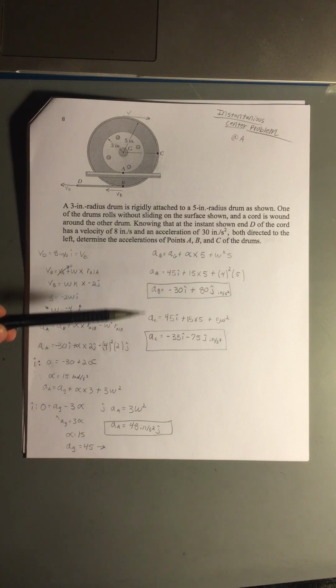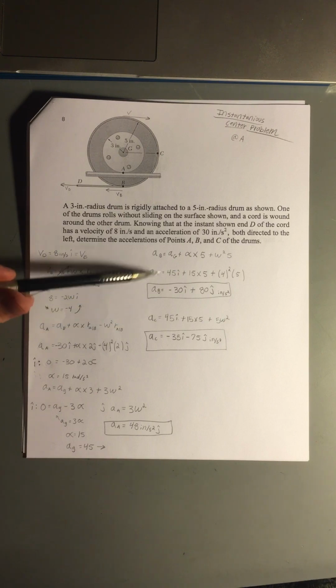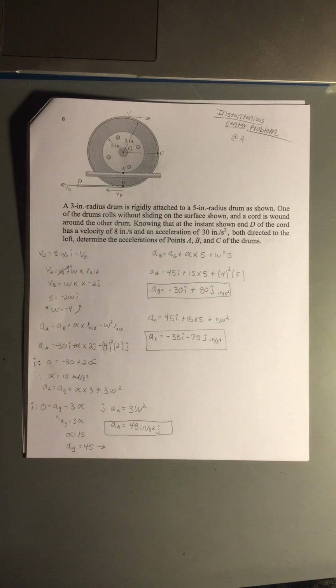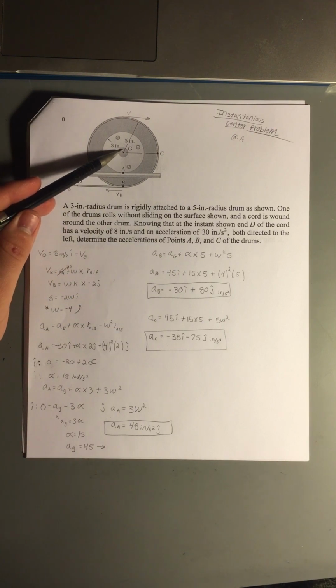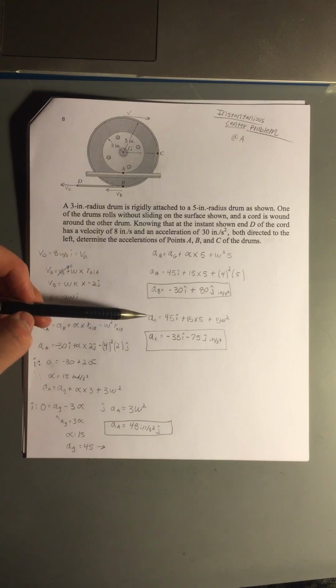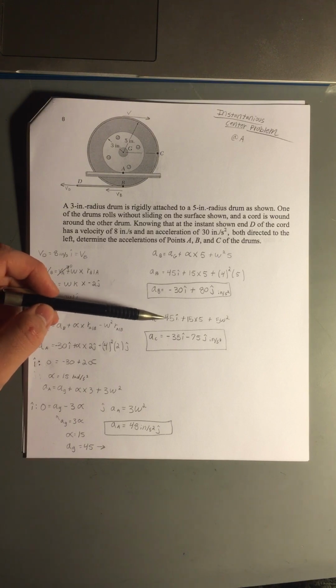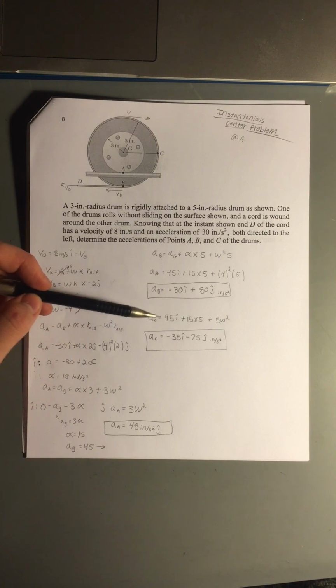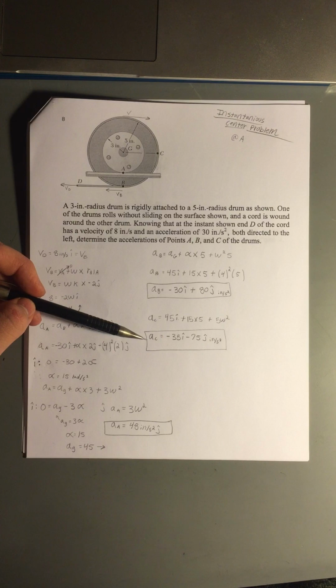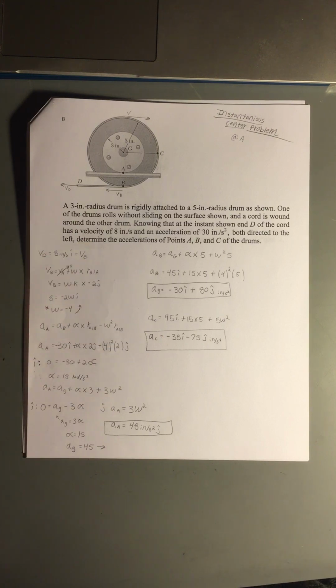And then once again repeating that process for the acceleration of C, relative to point G here, gives us this same equation here. And then once again we can just simplify this and combine like terms to find the acceleration of C. And so those are the 3 accelerations that the problem wanted us to find.